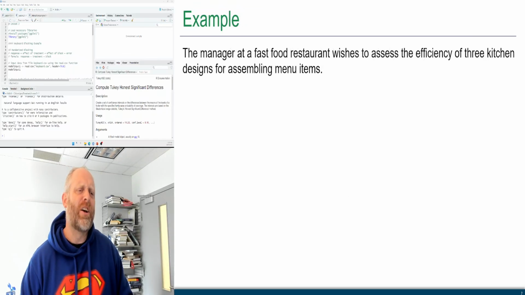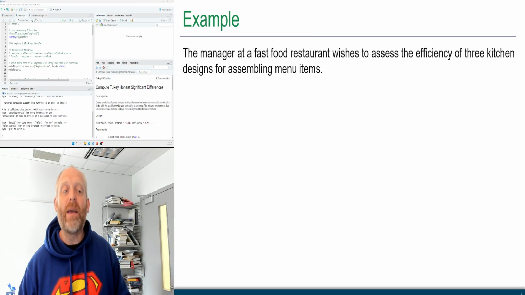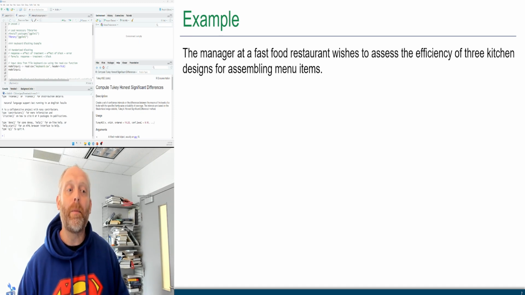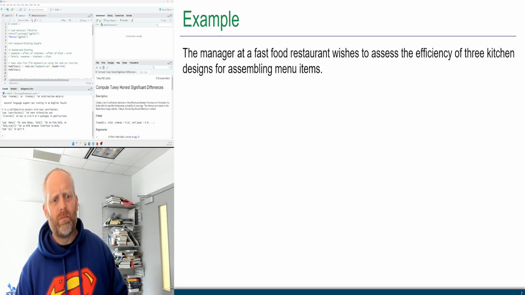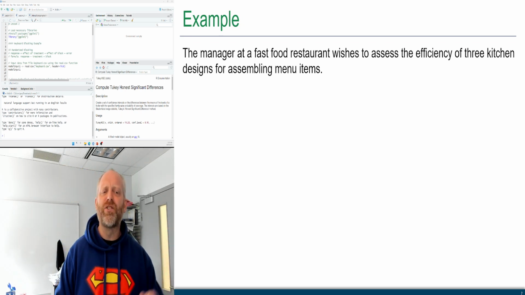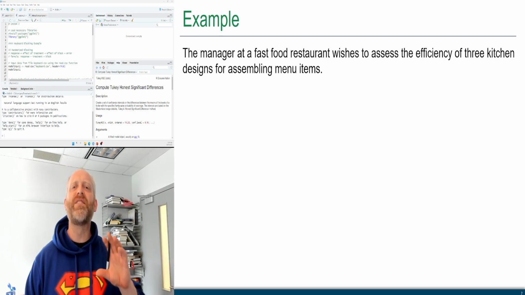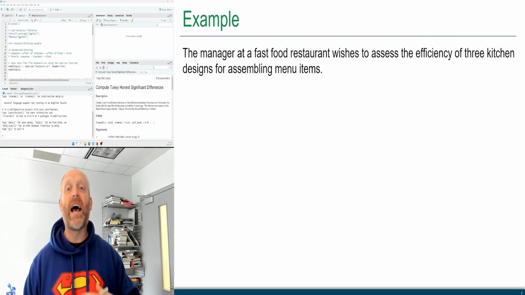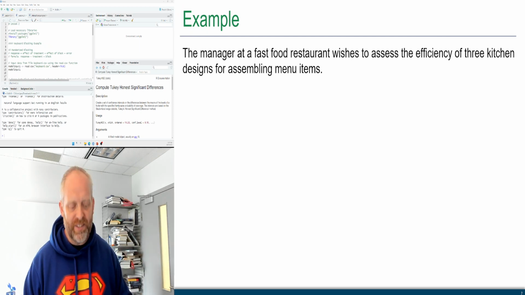All right, so let's just go with a quick example of where we may want to use a randomized block design. So in this example, the manager of a fast food restaurant wishes to assess the efficiency of 3 kitchen designs for assembling menu items. So say like a McDonald's or something along those lines. They are looking to redesign their kitchen because they want to improve the efficiency of their staff within that. So they come up with 3 different designs.